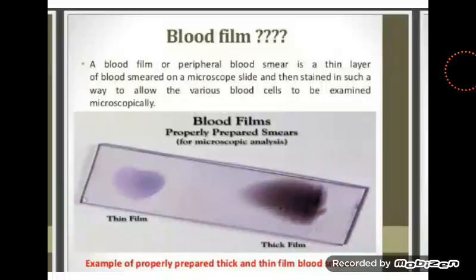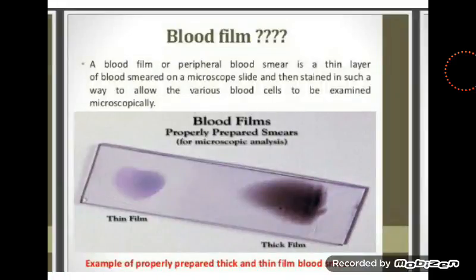So a blood film or peripheral blood smear is a thin layer of blood smeared on a microscope slide and then stained in such a way to allow the various blood cells to be examined microscopically. This is simple. So if you're asked to define what a blood smear is, just write this, please. You may not write the blood film, you might write it if you wish. It means the same thing.